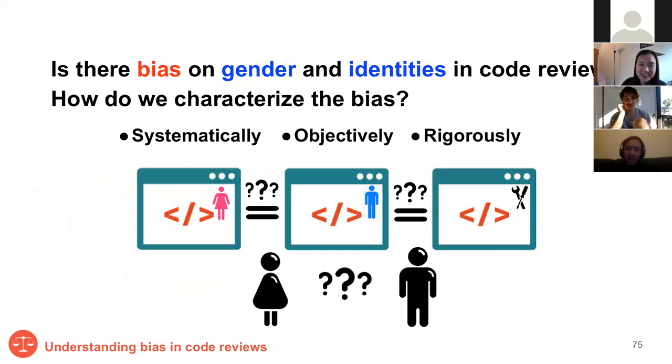So, okay, in the last study, let's see what is the answer. We use controlled experiments to investigate non-functional factors. Is there a bias on gender and identities in code review? And how do we characterize them?